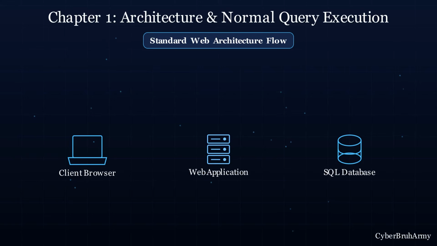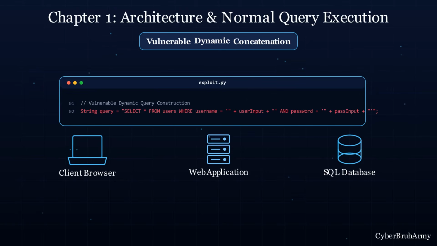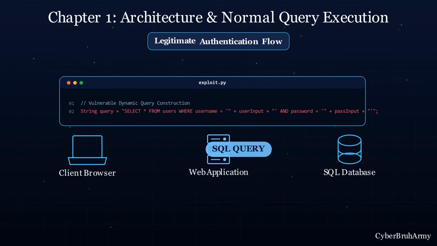In a standard three-tier architecture, user input travels from the web frontend to the backend server and finally queries the database. When string concatenation is used, user inputs are stitched directly into the raw SQL string statement. For legitimate users, valid inputs produce standard queries, returning expected user records.